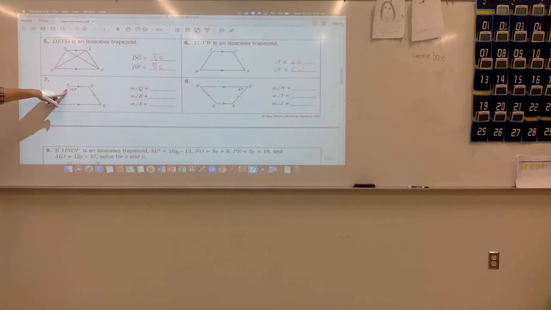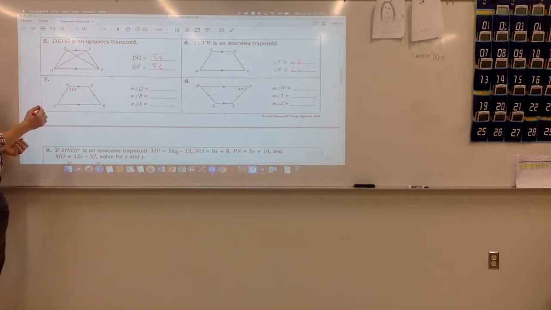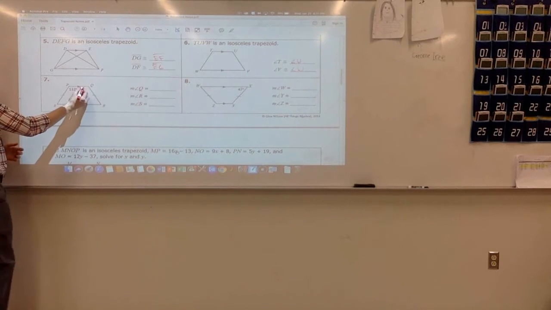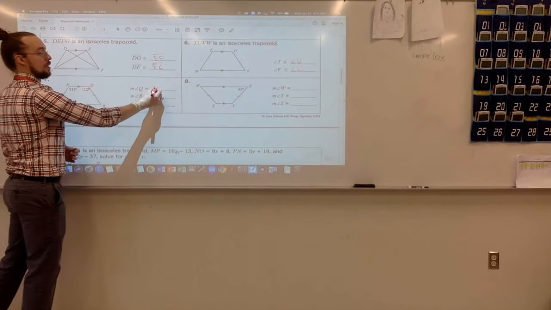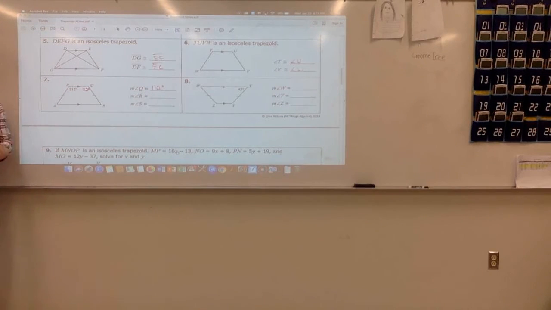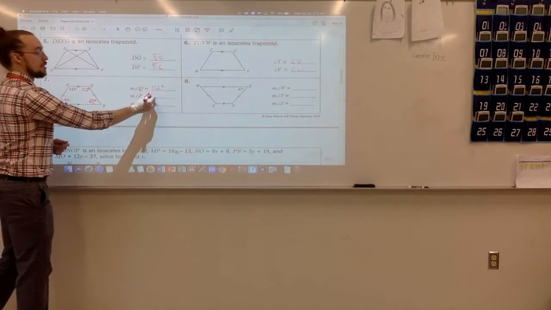So if I know angle P is 112, angle Q would also be 112. Right? Then the other two would be 68, right? Because then I can say these two angles would have to add to 180. So I could say both of these would have to be 68 then.